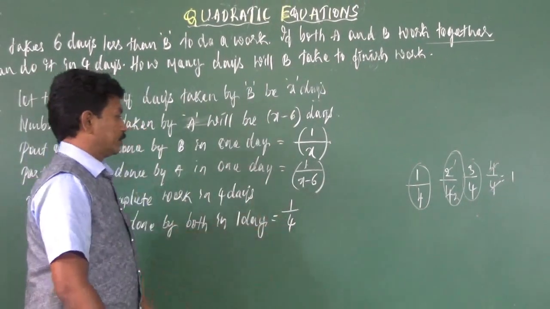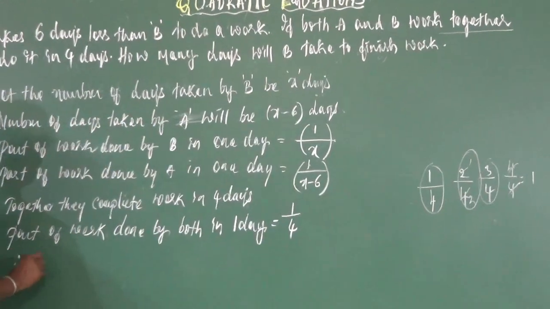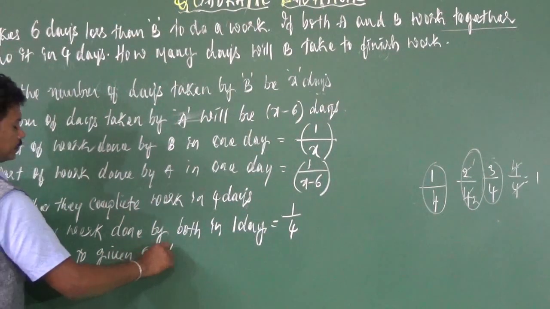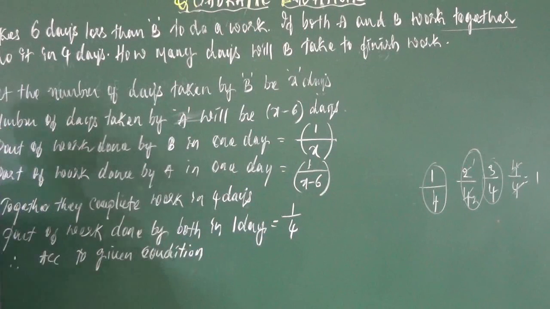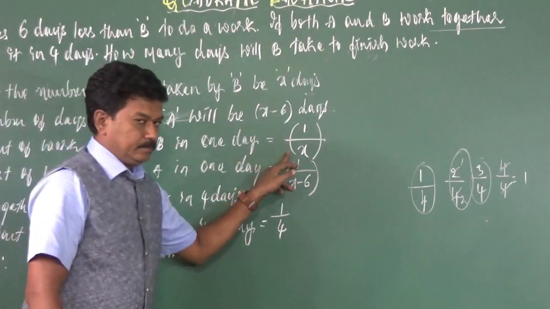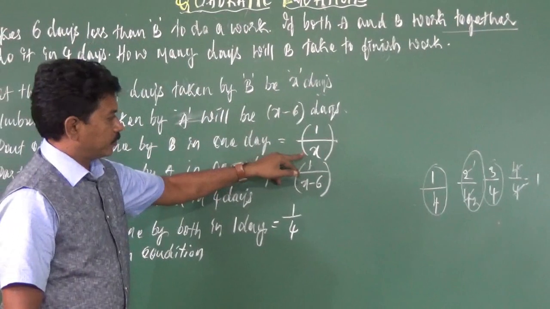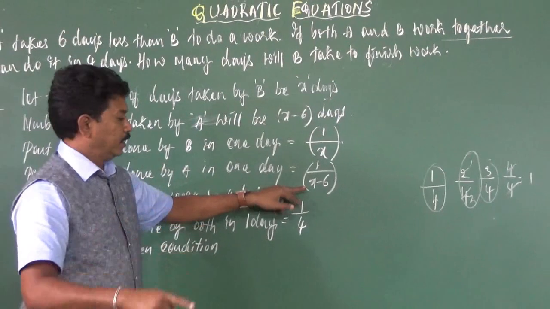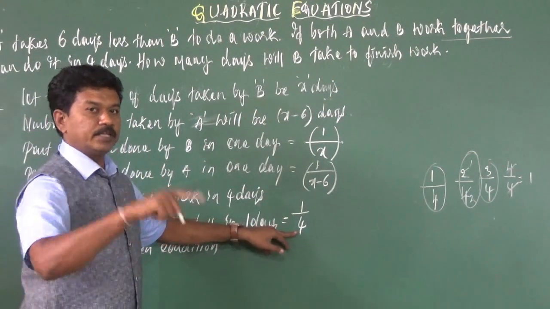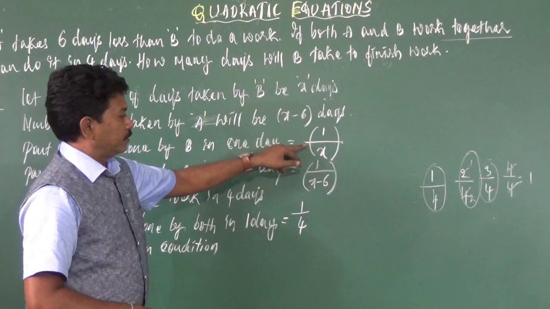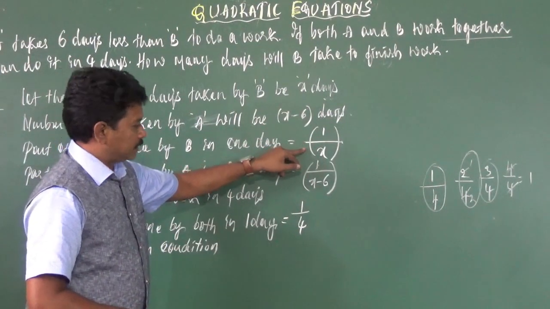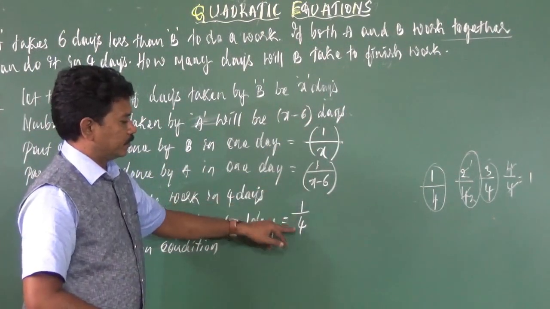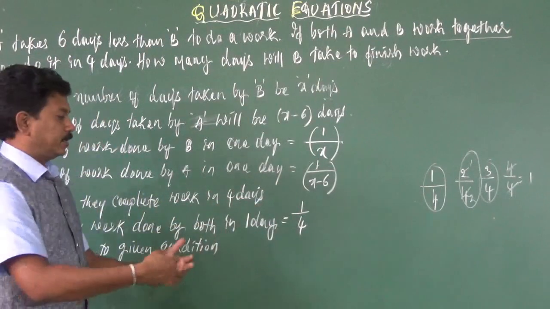So 1 by 4. Therefore, according to the given condition, very simple. Please observe very carefully. This is the part of the work done by B in 1 day. This is the part of the work done by A in 1 day. And this is the part of the work done by both in 1 day. So the part of the work done by B in 1 day plus the part of the work done by A in 1 day is equal to the part of the work done by both in 1 day. So that is the equation set up.